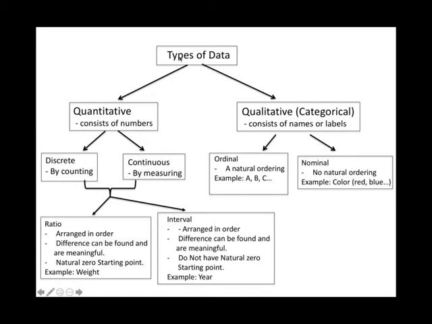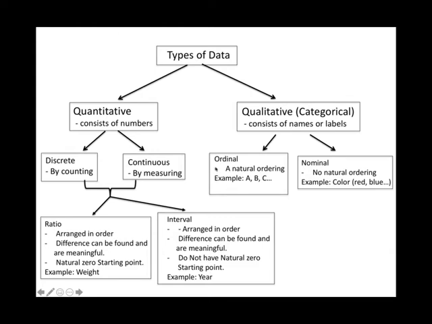Remember at the beginning the types of data? We have two types of data: either quantitative, which consists of numbers, or categorical, which consists of names or labels, right? Quantitative or qualitative. Under quantitative data, there are discrete and continuous. Discrete is by counting, continuous is by measuring. Okay, so we have four levels of measurement: ordinal, nominal, ratio, and interval.